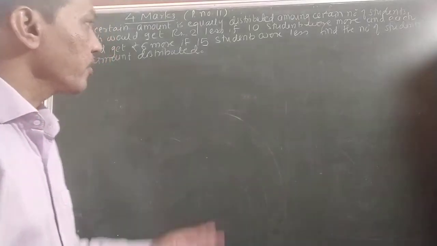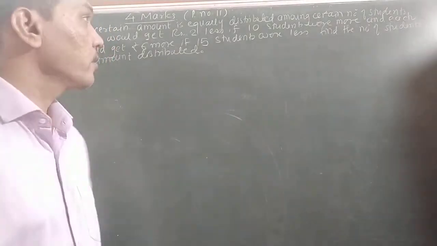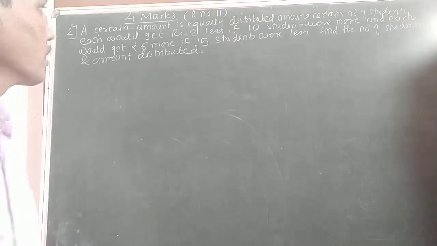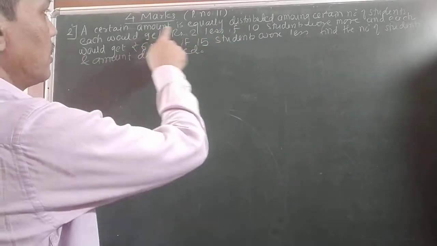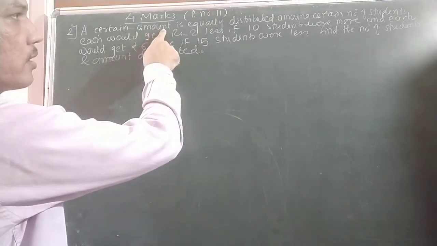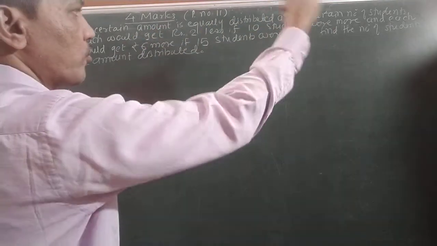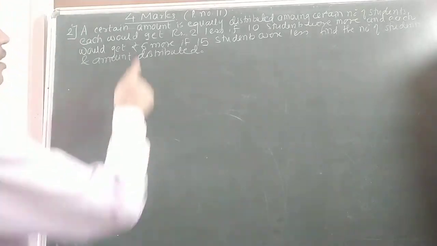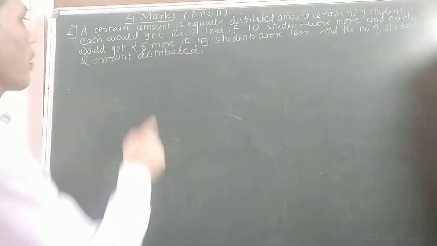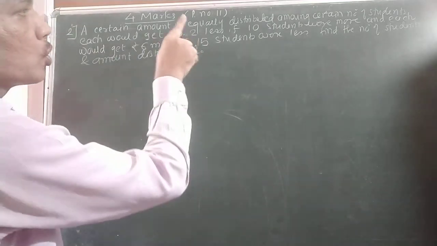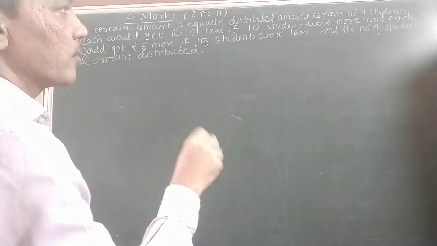Now students, yesterday we completed sum number 1. Today we are taking sum number 2. It is from the first chapter, because there are two variables. A certain amount is one variable and the number of students is another variable. A certain amount is equally distributed among a certain number of students. Each would get rupees 2 less if 10 students were more.